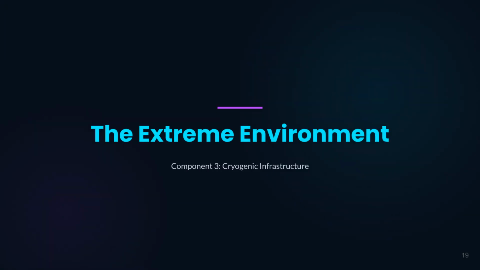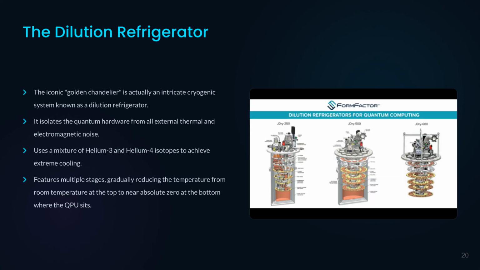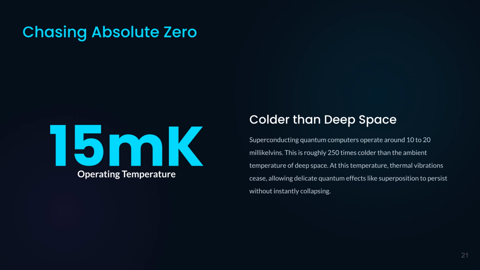Next, we explore the extreme environment. Qubits require a specialized cryogenic infrastructure to function reliably. The dilution refrigerator, often called the golden chandelier, isolates quantum hardware from thermal and electromagnetic noise. By using a mixture of helium-3 and helium-4, it cools the system down to near absolute zero, where the QPU resides. Operating at around 15 millikelvins, these computers are colder than deep space.